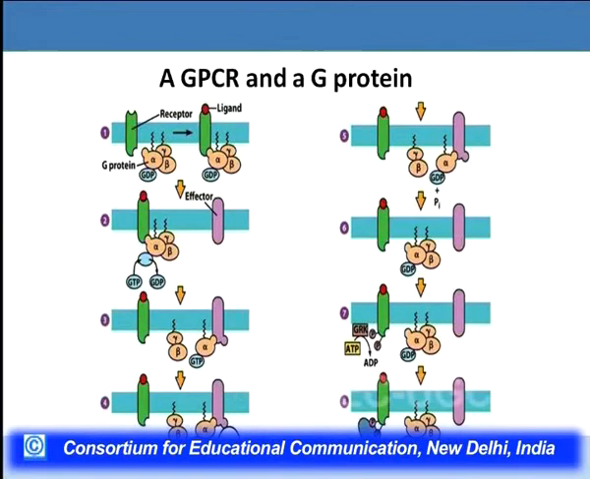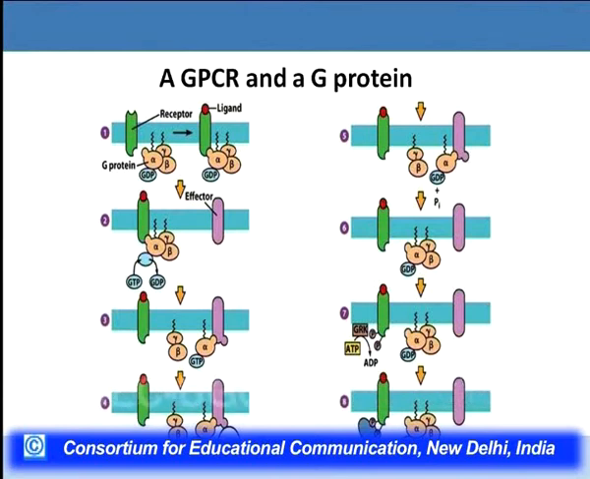This particular panel shows how exactly a GPCR functions. The G protein which is coupled to the receptor is a heterotrimeric protein which has an alpha subunit, beta subunit, and gamma subunit. The alpha subunit is the one which can be bound to either GTP or GDP. When it is bound to GDP, this particular complex exists as a heterotrimeric complex. But when the GDP of the alpha subunit is exchanged with GTP, then this gets activated and the alpha subunit gets removed from the beta and gamma subunits, and in turn it goes and binds to the effector molecule.